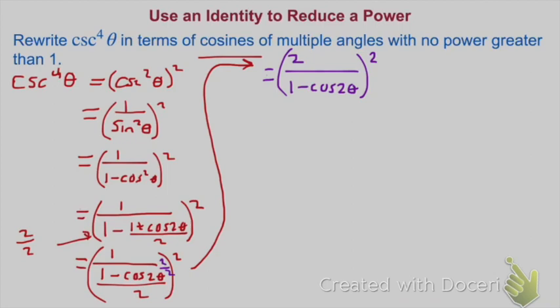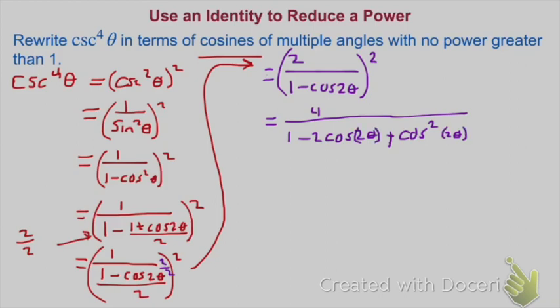Now we bring that square in, and we're going to square the numerator and square the denominator. The numerator becomes 4. The denominator, when you square 1 minus cosine 2 theta, becomes 1 minus 2 cosine 2 theta plus cosine squared 2 theta. I'm going to put this one in parentheses because it's getting a little bit crazy here so you can see what's going on. We have a square then still, and it says we want to get rid of the powers.